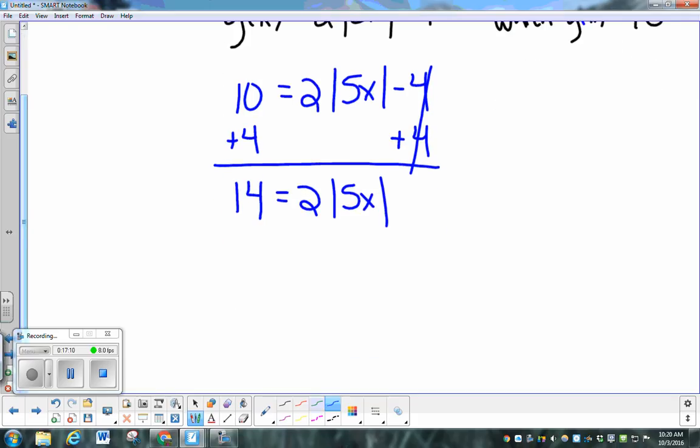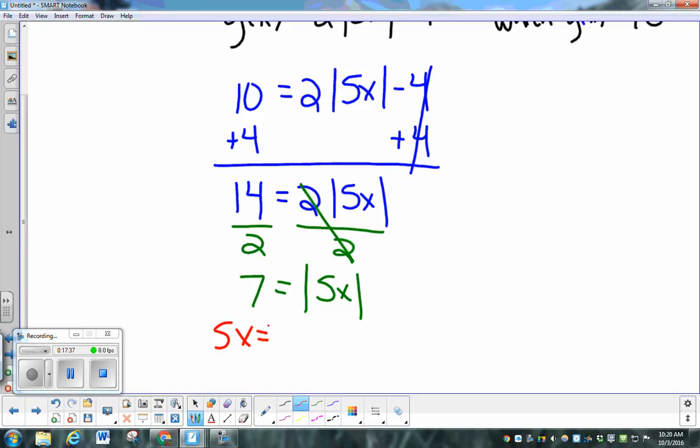All right, raise your hand if you can tell me the second thing I need to do. Carson. Divide by 2. Those go away. So we're left with 7 equals the absolute value of 5x. Can I split it into 2 now? Yes. Someone raise your hand and tell me what 2 things I should set 5x equal to. Fiore? Perfect. 5x equals 7 or 5x equals negative 7.